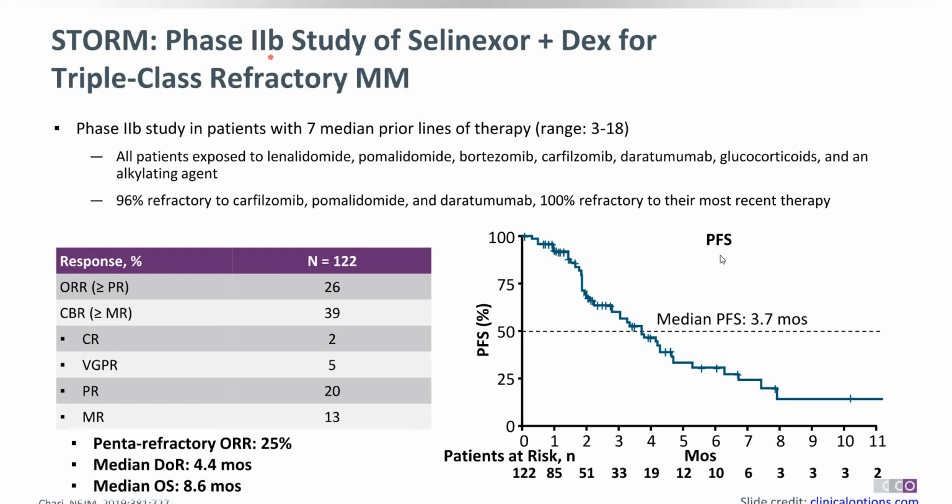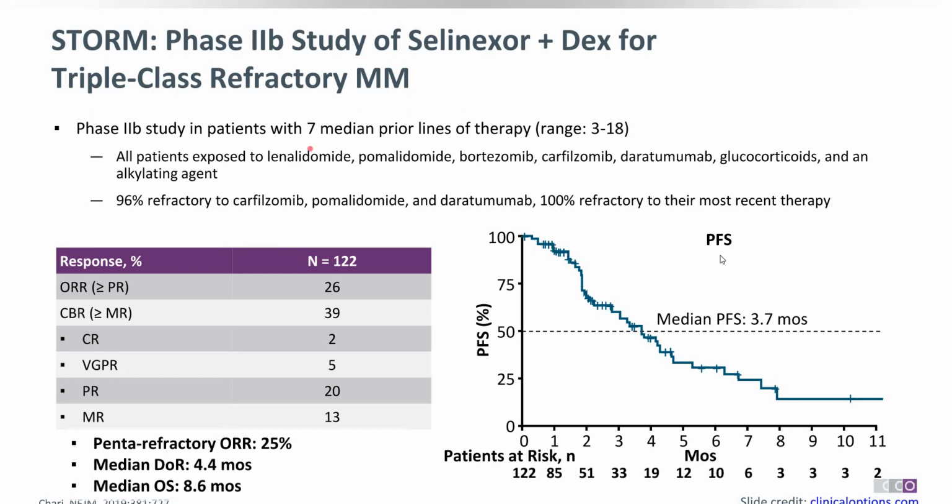In the STORM trial, a phase 2b study, patients had already gone through 7 prior lines of therapy: lenalidomide, pomalidomide, bortezomib, carfilzomib, daratumumab, glucocorticoid, and an alkylating agent. Alkylating agent means we have used melphalan or even cyclophosphamide. So these 7 prior lines of therapy the patient has been exposed to, and then we go for selinexor plus dexamethasone in triple-class refractory multiple myeloma patients. This is a new term. Triple class means IMiD is one class, PI is the second class, and DARA is the third class.